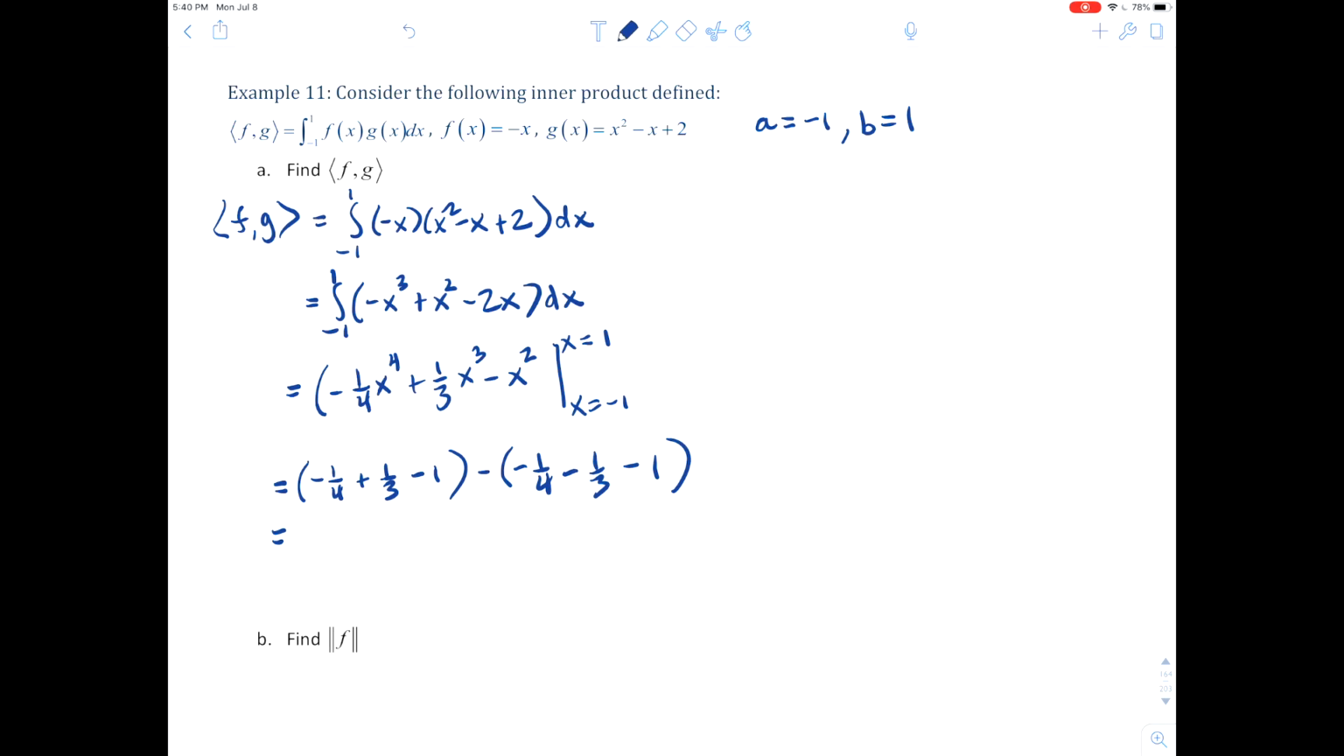So what's going to happen? These will zero out, and what do we get? We'll get 2/3, -1 plus 1. They're going to zero out. So we just get 2/3. How'd you do? Awesome.